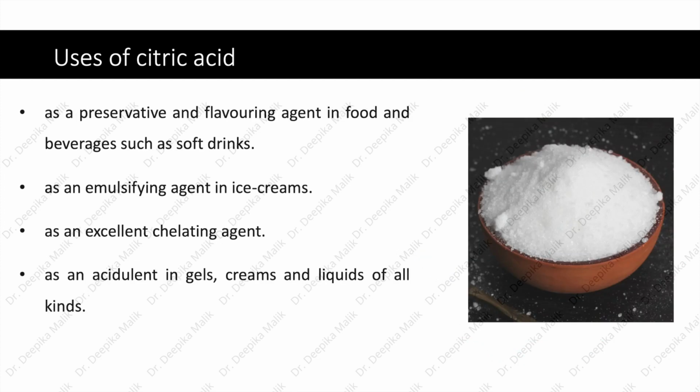Now let us see some uses of citric acid. Citric acid is used as preservative and flavoring agent in food and beverages such as soft drinks. It is used as an emulsifying agent in ice creams. It is an excellent chelating agent. Citric acid is used as an acidulant in gels, creams and liquids of all kinds. Acidulants are chemical compounds that confer a sour or acidic flavor to foods.